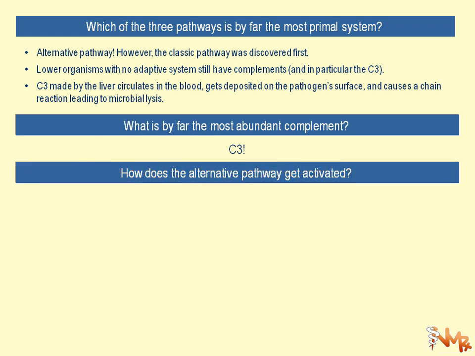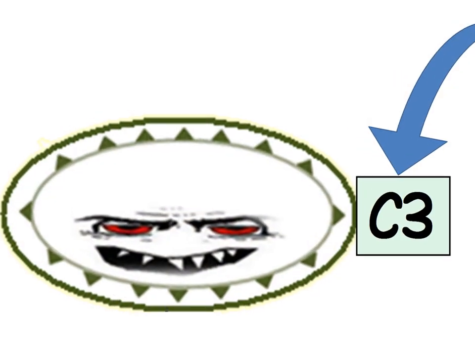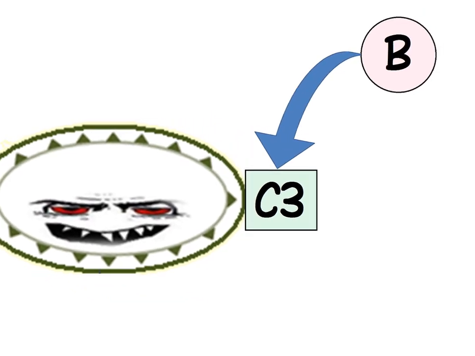How does the alternative pathway get activated? C3, as we said earlier, is always in the blood. Liver has made it and dumped it into the blood. When it confronts the lipopolysaccharides of a bacterial cell, it combines with the factor B, another factor in the blood. Just remember the name, factor B. I understand these B's, so many letter B's, confuse students, but this is another factor that I want you to remember. This factor is always present in the blood.